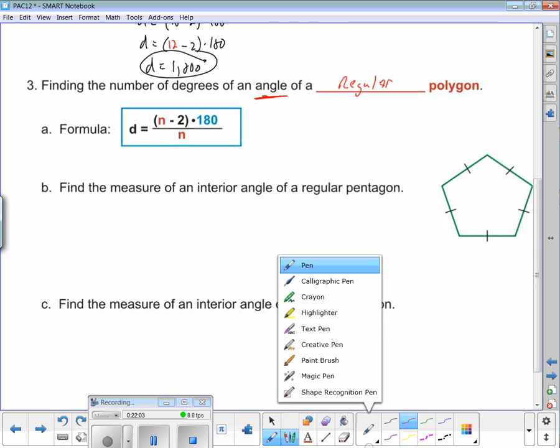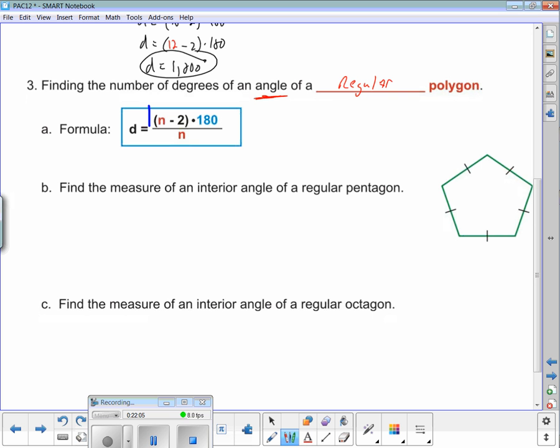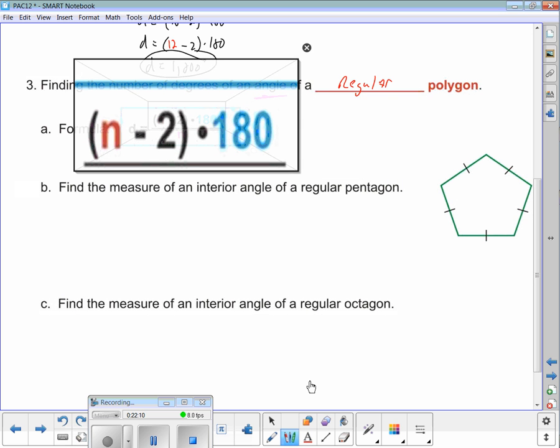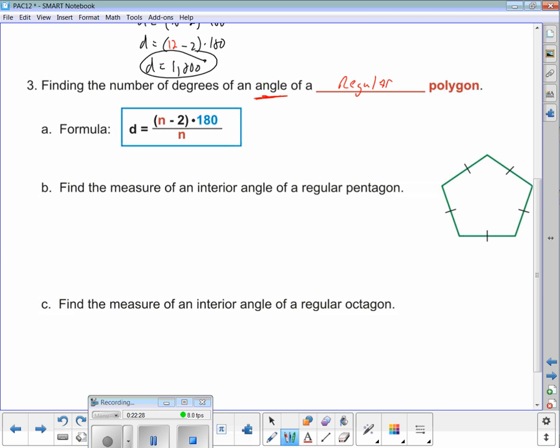Okay, what does that look like? What does that equation give us? The total degrees, right? Doesn't that part give us the total degrees? So what's the bottom? And what is n? The number of sides.